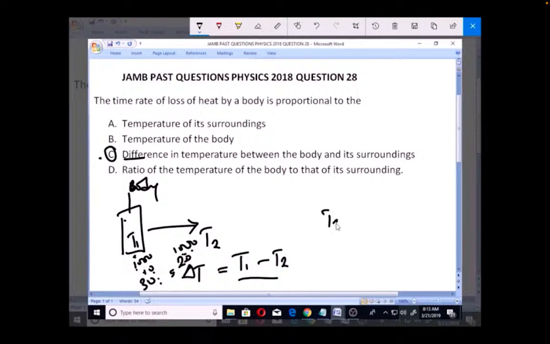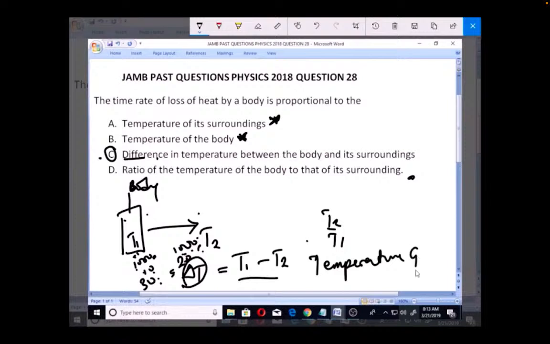It is not T2 over T1, which is what D is talking about. It is not the magnitude of the body temperature or the magnitude of the temperature of the surrounding. Because if the magnitude is so large but it's equal, then there will be no movement. So what actually causes loss of heat or movement of heat in and out of the body is the temperature difference. Once there is a temperature difference between T1 and T2, we have what we call temperature gradient, which allows for heat loss or even heat gain.